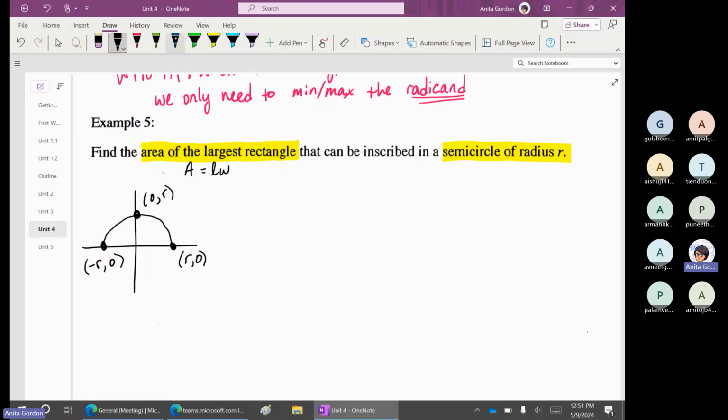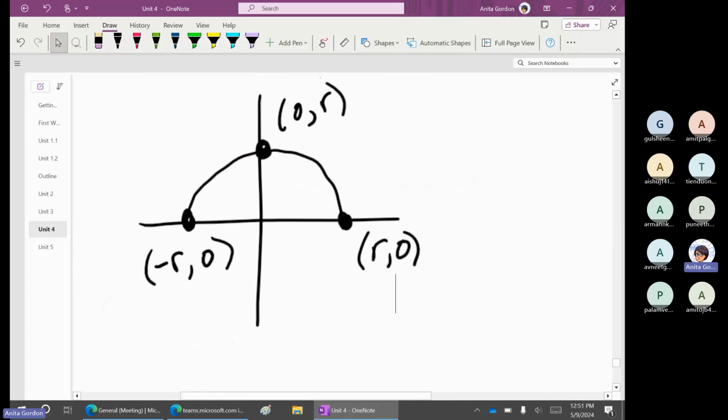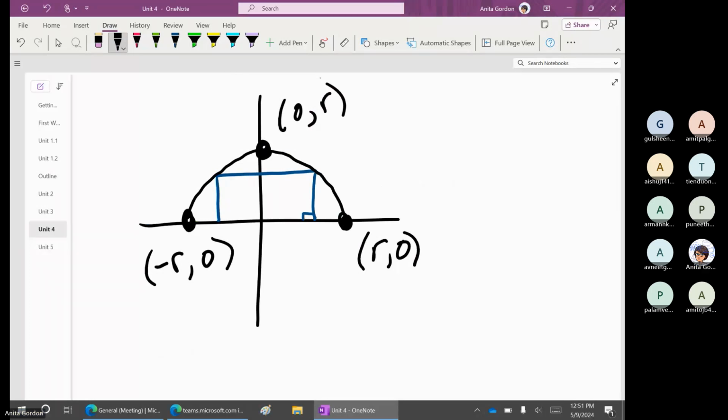Now we want to draw inside of this. I'm just going to zoom in here. I want to draw a rectangle inside of here. Rectangles are all 90 degrees. See, this is why I'm trying to draw a perfect semicircle. Let's try one more time here. Just want to touch the corner. There we go. That's prettier.